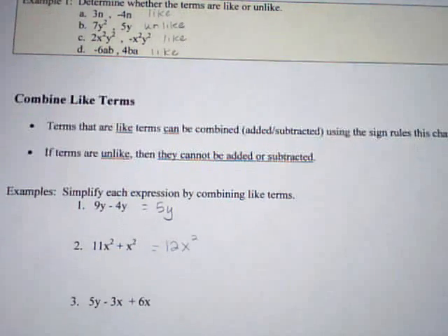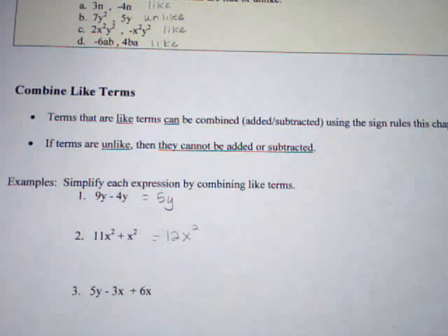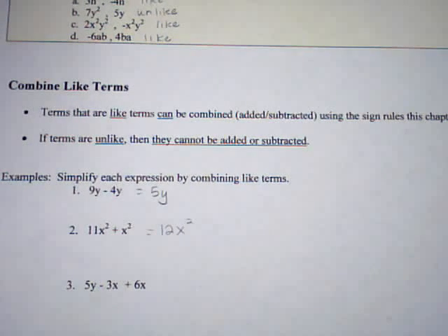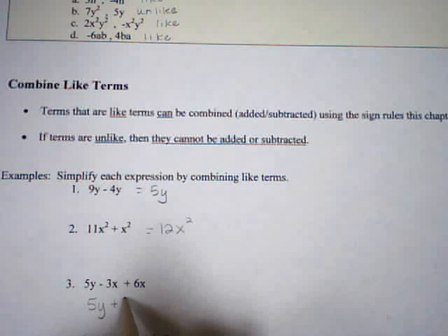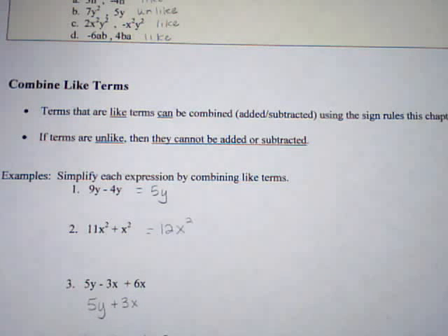Number 3, you have 5y minus 3x plus 6x. You can only put together those terms that have the same variables. So the only y term I have is the 5y, so it's going to stay. But I have a negative 3x and a positive 6x. Again, signs are different. Use your sign rules from the other sections. A negative 3 and a positive 6 means I would subtract, take the sign of the higher number. So that's going to make it a positive 3x when I combine negative 3x and positive 6x. So my answer would be 5y plus 3x. Can't combine if they don't have the same variable.